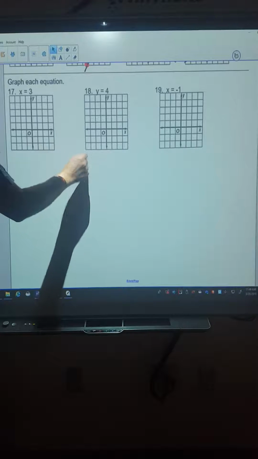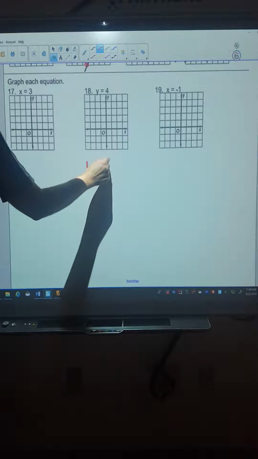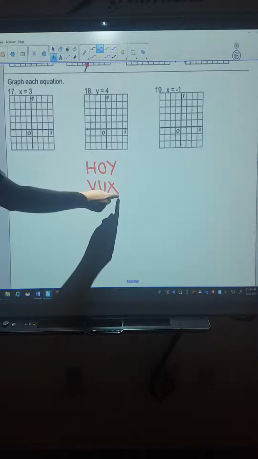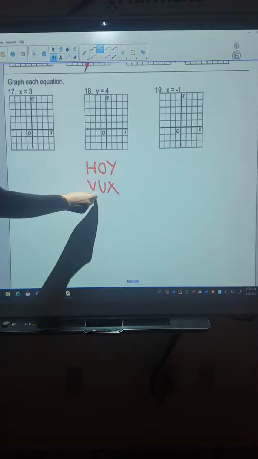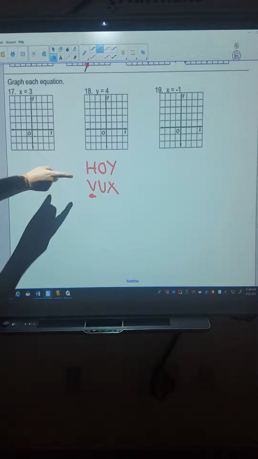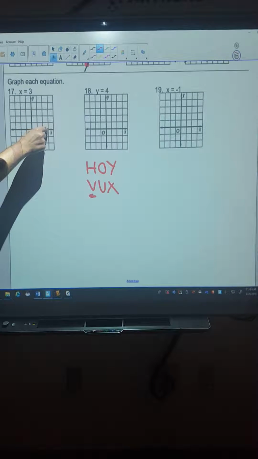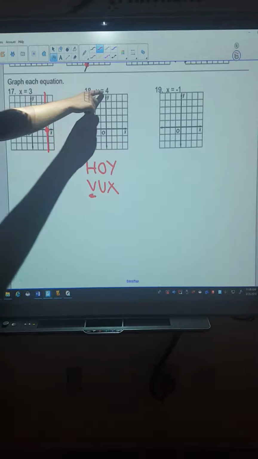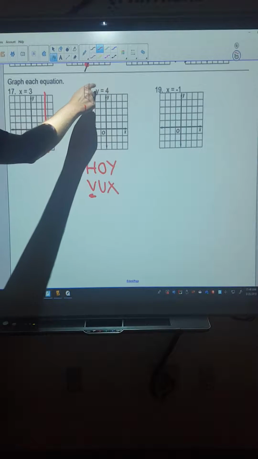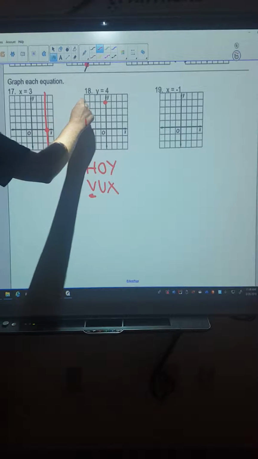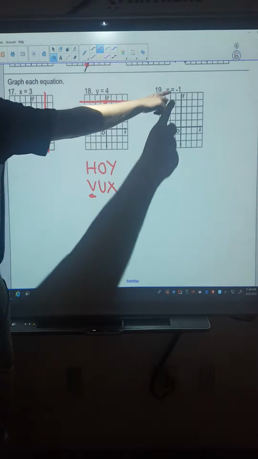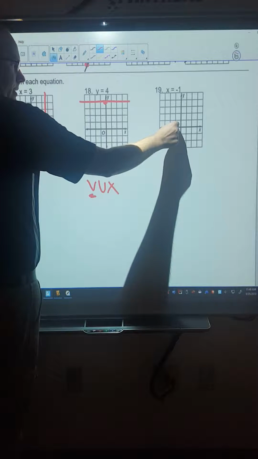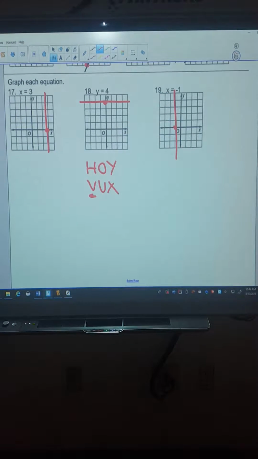This is either going to be our horizontal line question, or it's going to be our vertical line question, depending on which letter we're given. So when we're given an x, we know that it's an undefined slope, but more importantly, we know it's a vertical line. So I'm going to draw a vertical line that goes through 3 on the x-axis. And that's it. If it says y, I'm going to draw a horizontal line going through 4 on the y-axis. And our last one starts with an x, so I'm going to draw a vertical line that goes through -1 on the x-axis, and we're done.